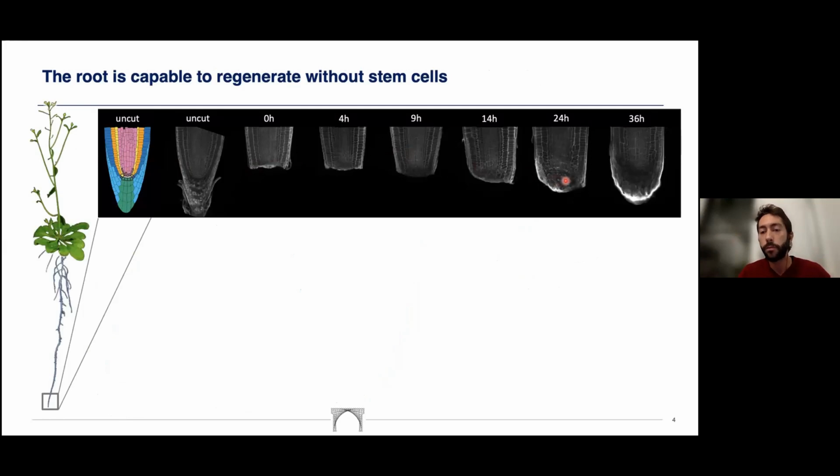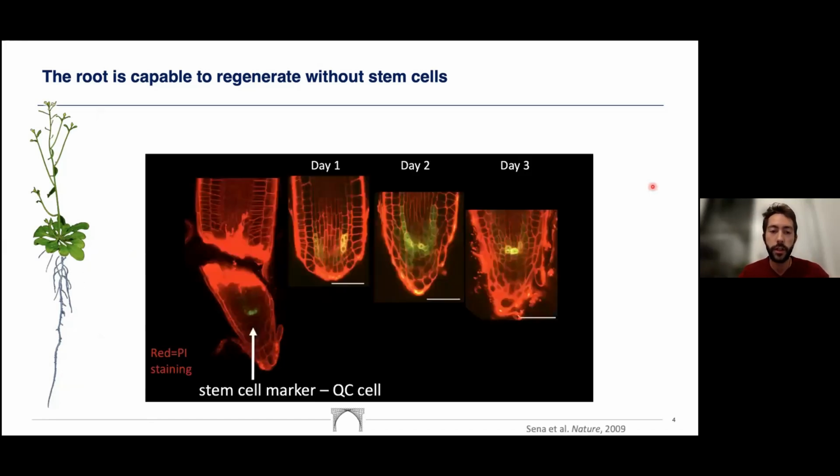What's pretty crazy is that here, cells that are already identified as cortex or stele or endodermis are able to change their identity, restart a division, and reform a functional meristem. When you look at different marker genes, here's an example with a WOX5 GFP reporter that is usually only expressed in the stem cells.